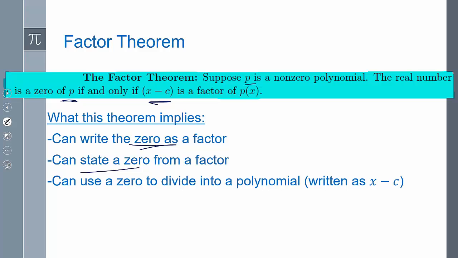And then I can use zeros to divide my polynomial written as x minus c. Now, this is fundamentally important, because by the factor theorem, we would then be able to take a polynomial and factor it, and what we use to factor the polynomial are going to be the zeros.